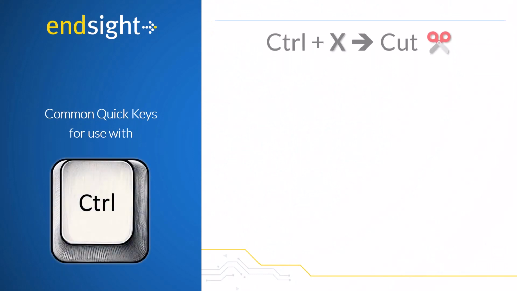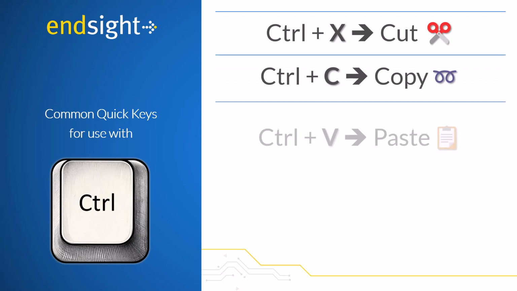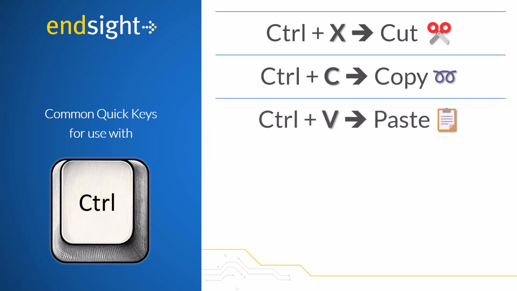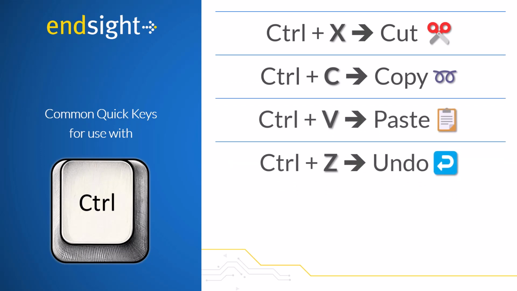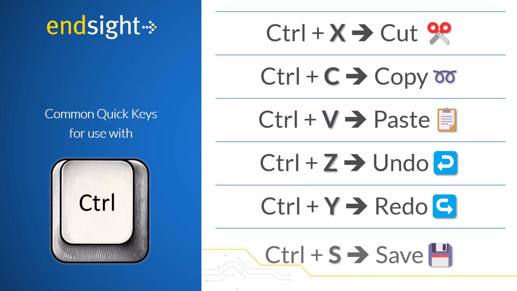This combination with X will cut and C will copy, both to your clipboard, where V will then paste from it. If I mess up, I can use Control Z to fix my oopses, and Y will allow me to put it back. S will then save me in my docs so that I don't lose the work that I've been doing.